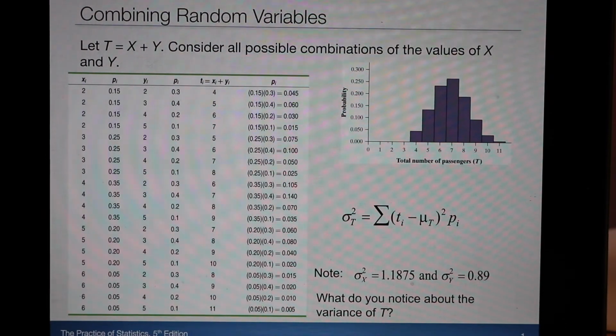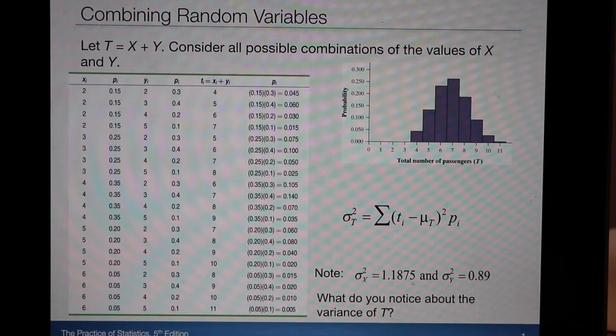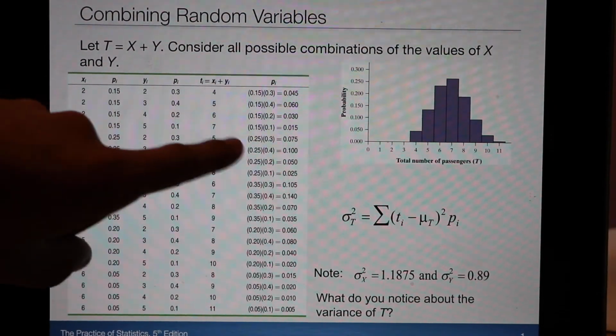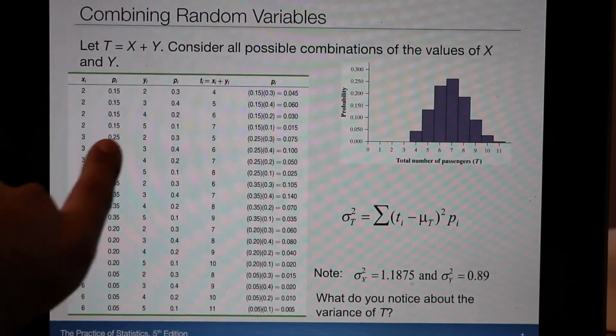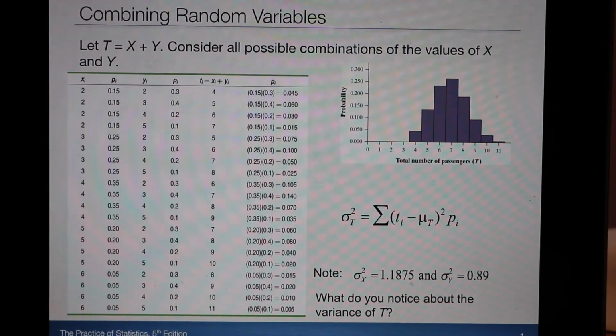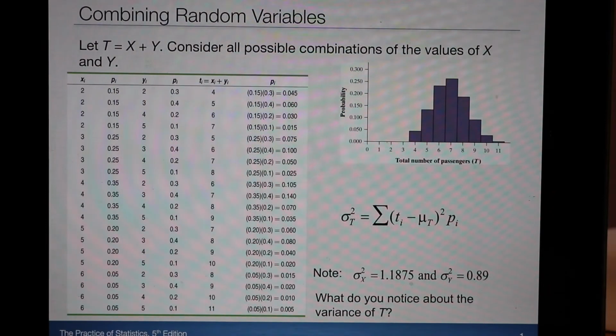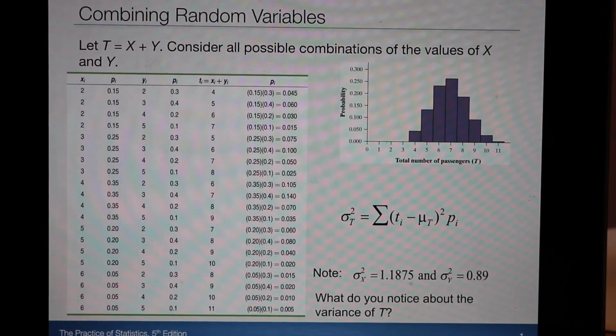You may be asking yourself, holy smokes, this is a huge table here, Mr. French. What's going on? I'd like to break it down for you. I have to be careful with my pointing. All right. So we're going to let T be X plus Y. We're going to consider all the possible combinations of the values of X and Y because we're combining these two companies. We want to look at how the combination of the companies is distributed so we can start to look at the variance.